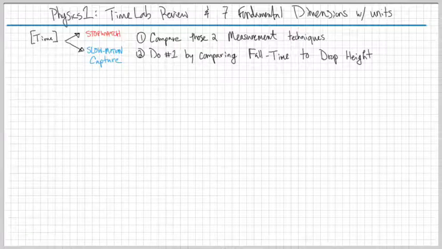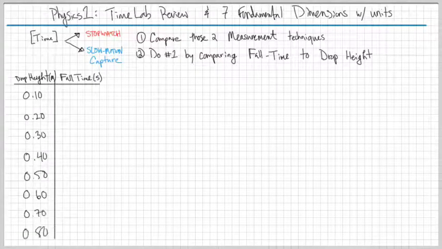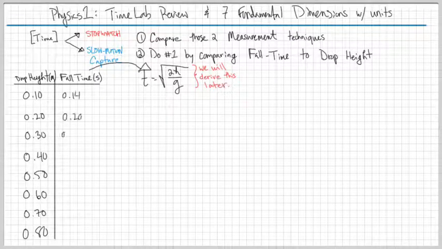And to practice collecting these types of measurements, we compared the fall time to the drop height. That was the objective. So comparing 2 measurement techniques and doing so by comparing fall time to drop height. That was our objective, so we did collect our data. Remember that we used a data table that you can organize however you want, but you should have units somewhere in that data table, preferably at the top of each column. And make sure your rows correspond to whatever the fall time is over there.